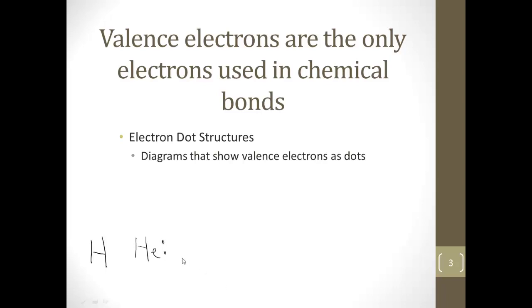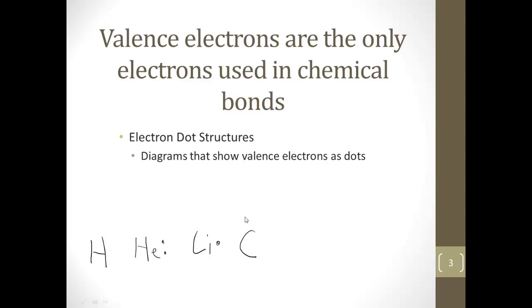Now lithium. Lithium has a total of 3 electrons. However, lithium only has 1 valence electron. So when we do the electron dot structure, we're only going to draw 1 electron. Carbon, we said, has 4 valence electrons.